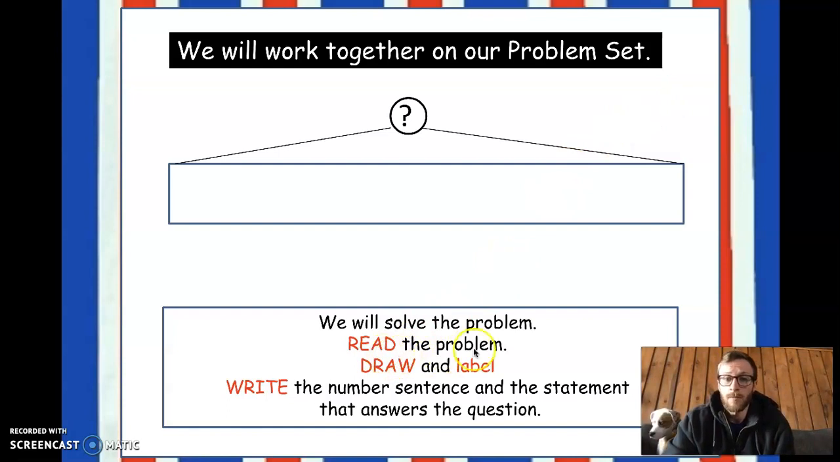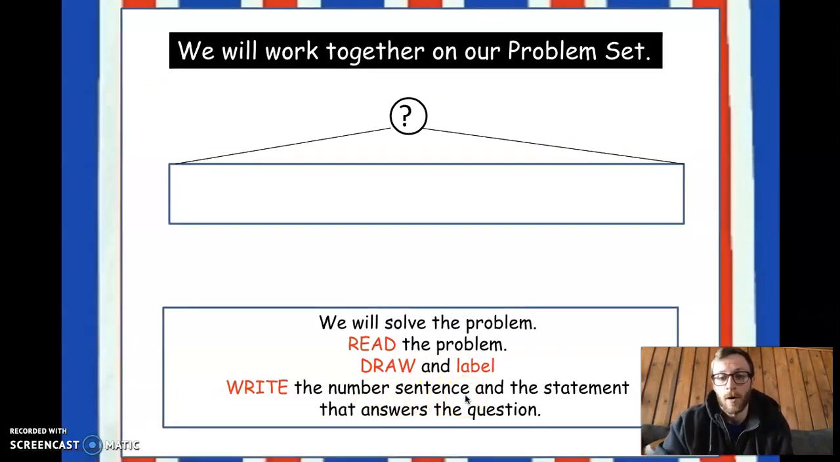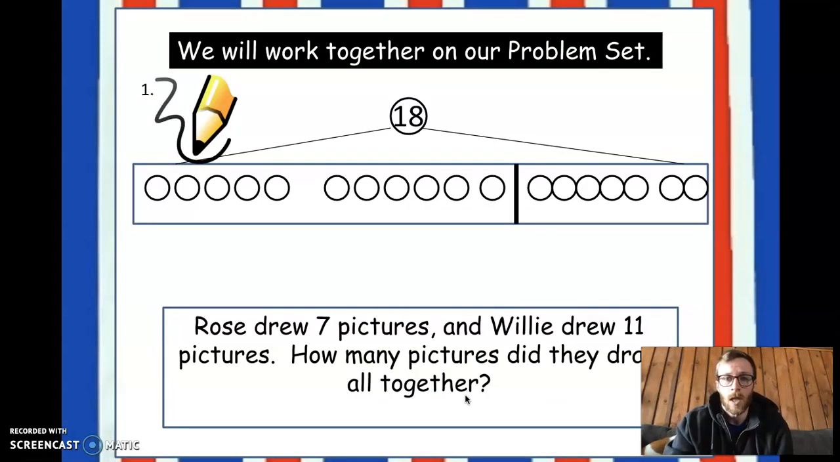We're going to read the problem, then we're going to draw and label our tape diagram, and then we're going to write the number sentence that goes along and answers the question. All right, so let's get going. Here's our first one. Now I want you to sit back, relax, watch me do this one, and then we'll walk through the next two problems together, okay?